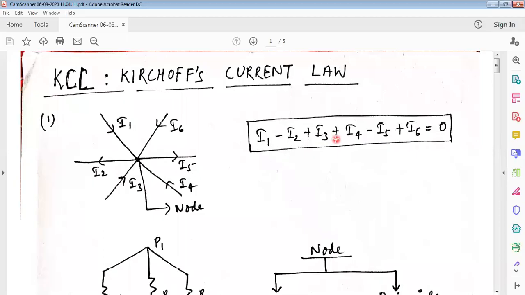Hello students. So let's start the next lecture of network theory. Today's lecture will discuss Kirchhoff's laws.